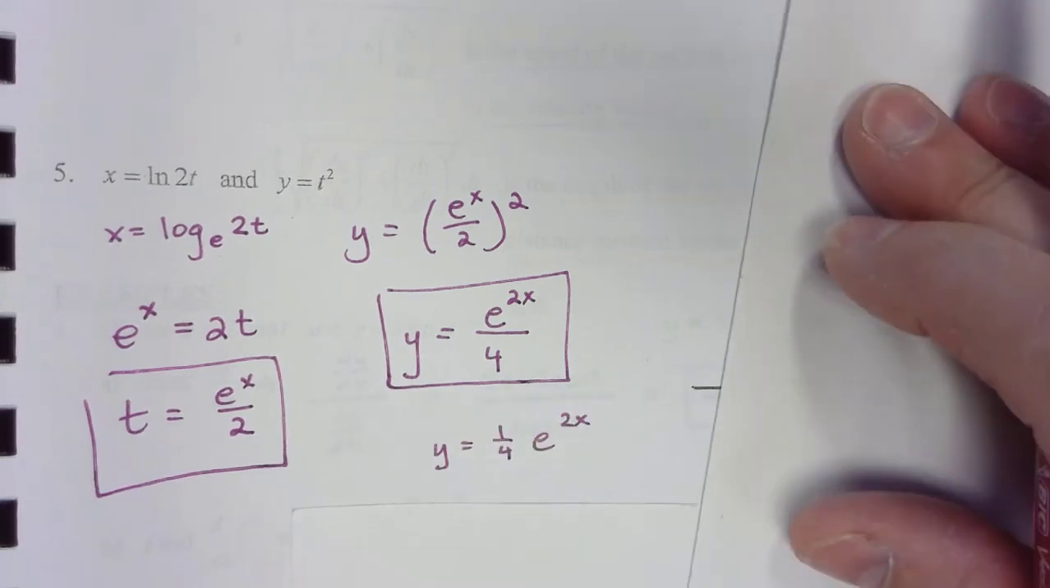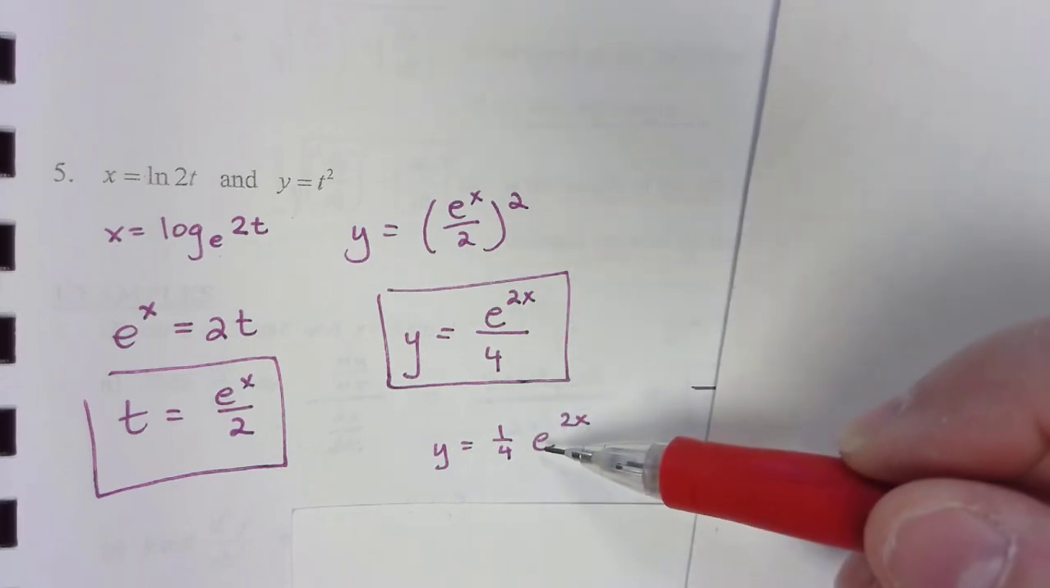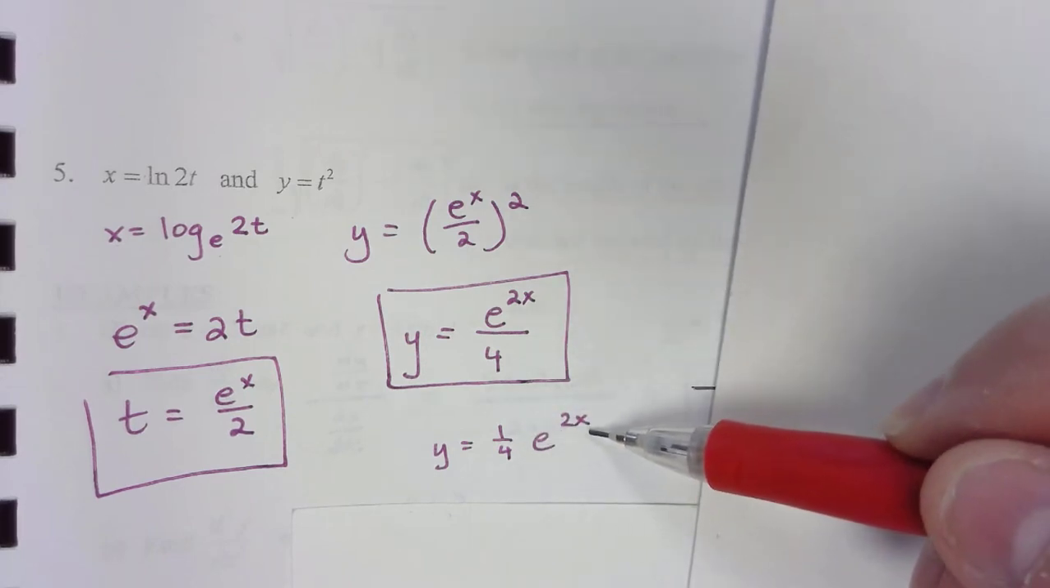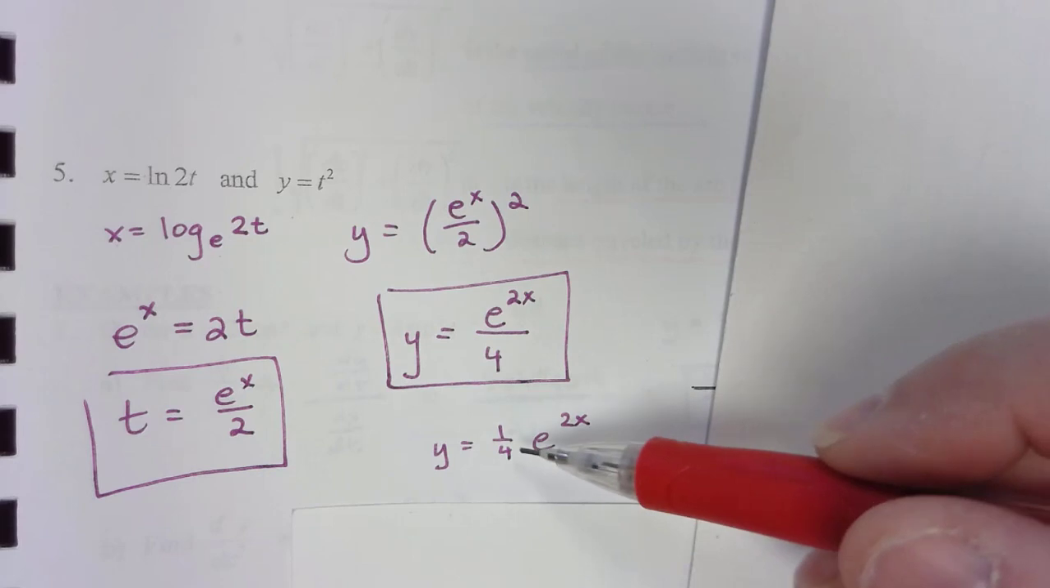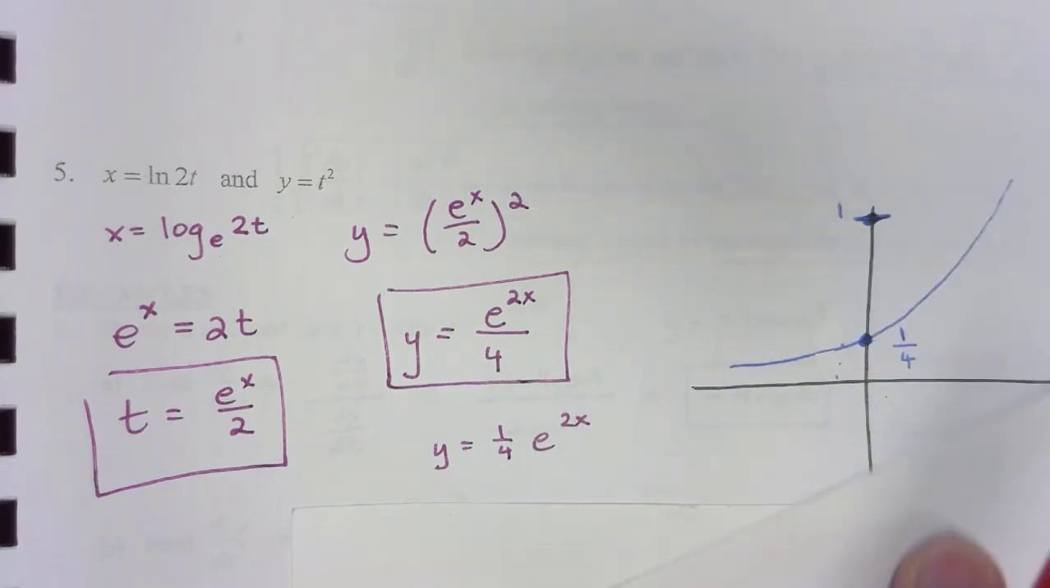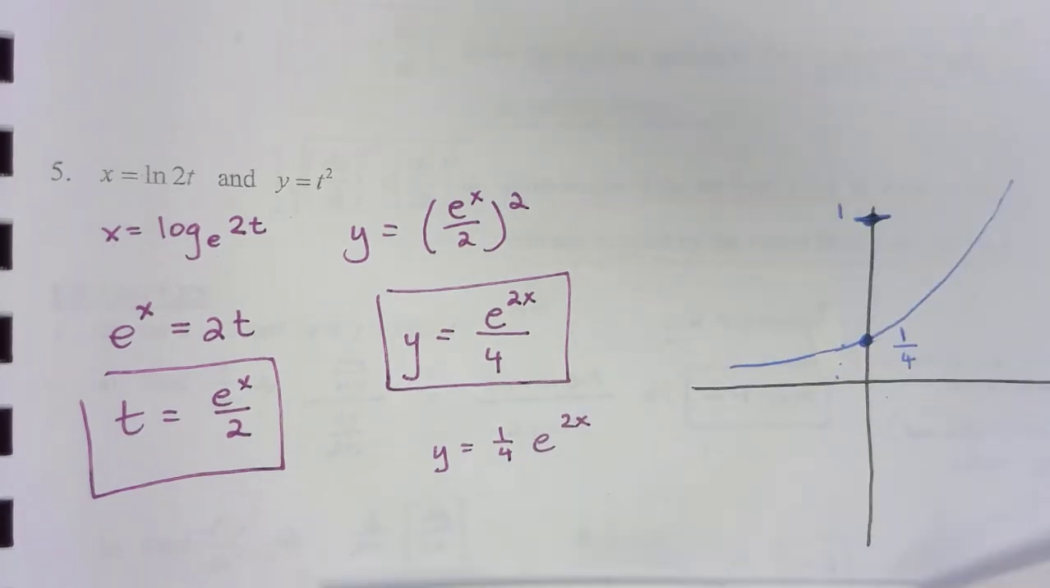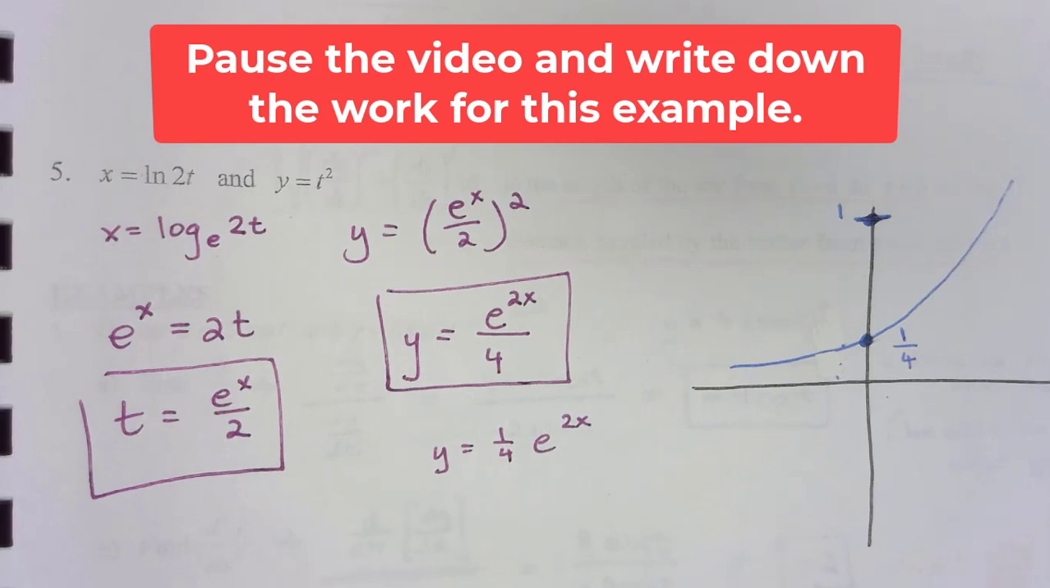Well, what do we know about that? We know what e to the x looks like. e to the 2x means we're going to increase more rapidly, but that 1/4 is going to take 1/4 of the y values, and there it is. Okay, pause the video and write down this explanation.